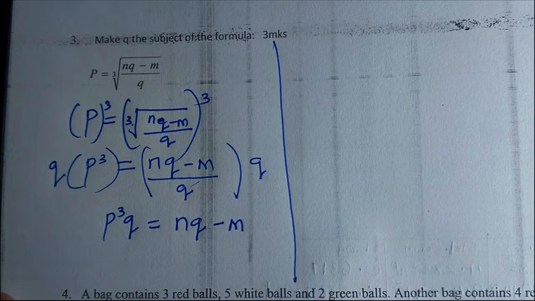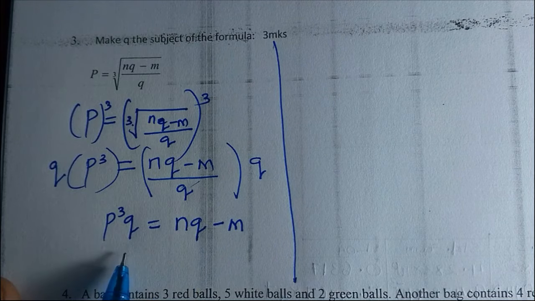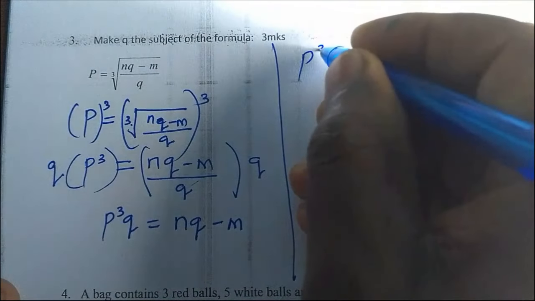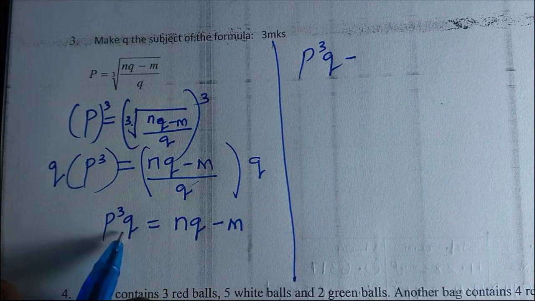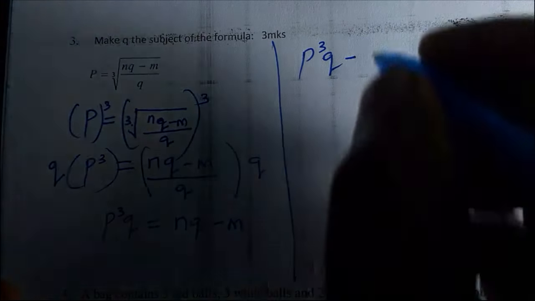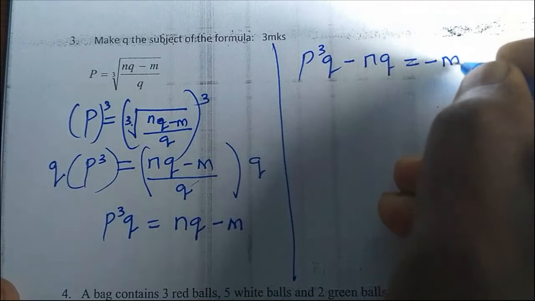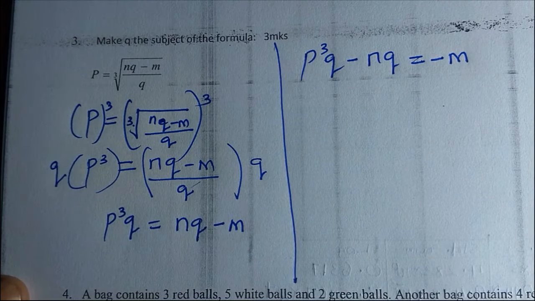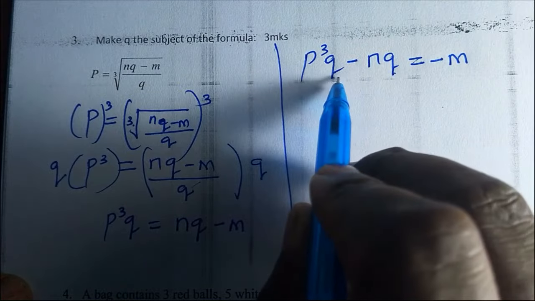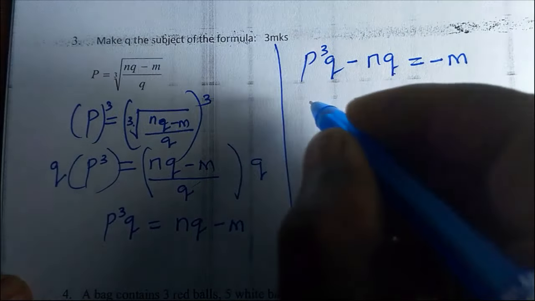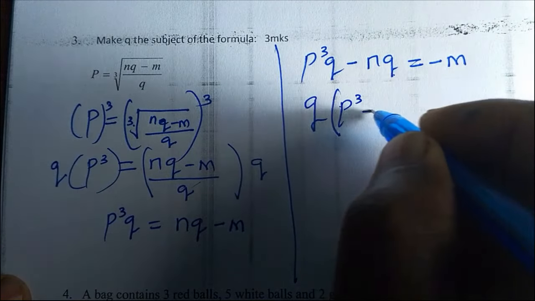Remember, we are making q the subject of the formula, so now you bring the like terms together. We will have p cube q. This is plus. When it crosses the equal sign, it becomes negative. Minus m remains here. Now p cube q and nq, q is common here. You put q outside. So we'll have q into p cube minus n.